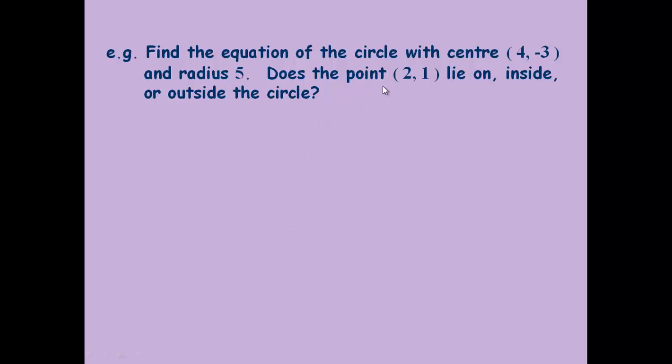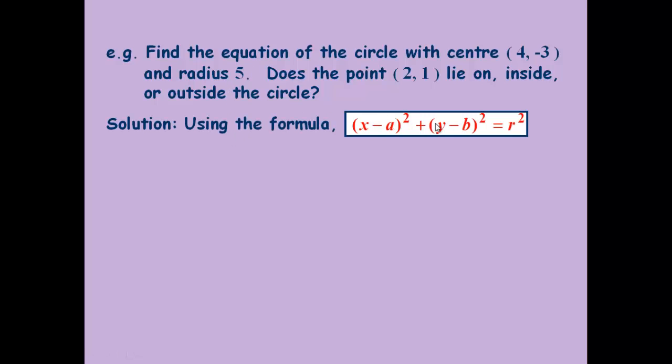So for example, if we've got a circle with a centre (4, minus 3) and a radius of 5, we can find its equation by using this formula. And then to find out if the point (2, 1) lies on, inside or outside the circle, we would test that point and see if it agrees with the radius of 5.